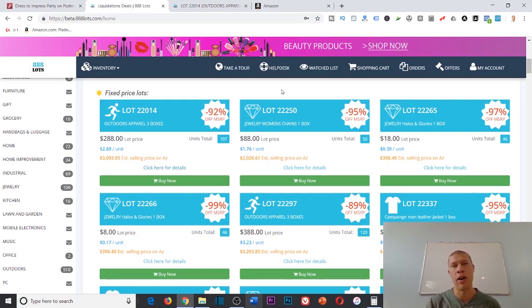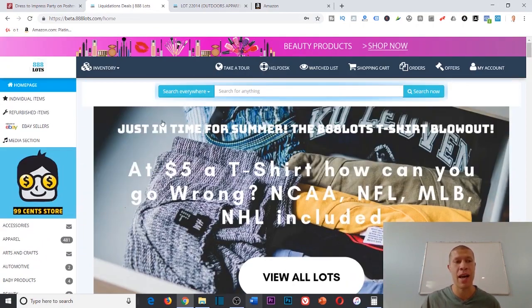What's going on, guys? Welcome back to yet another online arbitrage tutorial. Now, I've already showed you how to go through a site like 888 Lots, right? And source individual items, kind of like coupon websites, right? Now, these are liquidation pallets a lot of times with 888 Lots, and you can also source individual items from those pallets potentially, although you do have to hit the threshold of $100, right? So you can't go through and buy like a dollar item. You need to rack all those dollar items up to hit 100.